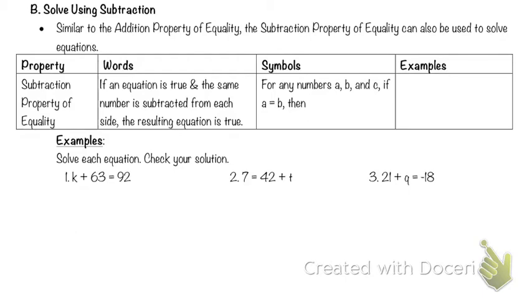For any numbers A, B, and C, these variables represent numbers. If A is equal to B, then A minus C is going to be equal to B minus C. So if we take those two numbers that were already equal, and we subtract the same C from both sides, then we're still going to have a true equation. Make sure you write that in that box there.